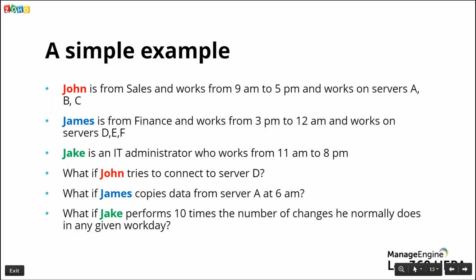James is copying data from a different server that they've never accessed before. Maybe it's the first time James is accessing server A. Now, what if Jake performs 10 times the number of changes he normally does? Jake may be making changes in Active Directory and normally makes maybe 3 changes to the Active Directory objects every day, but suddenly makes 30 or 40 changes on a specific day. So you can see that there are 3 different kinds of anomalies that we are mainly focusing on.